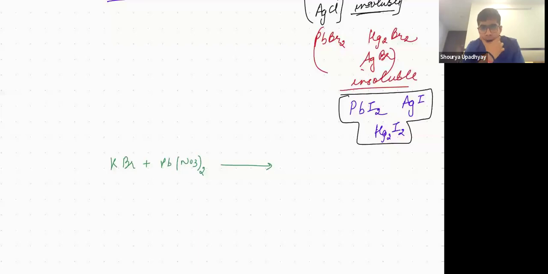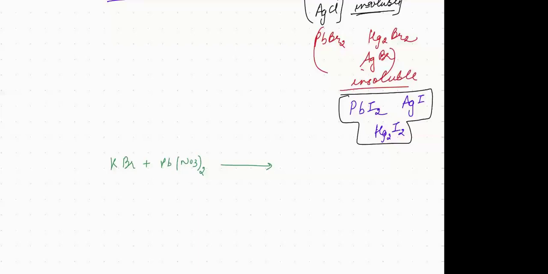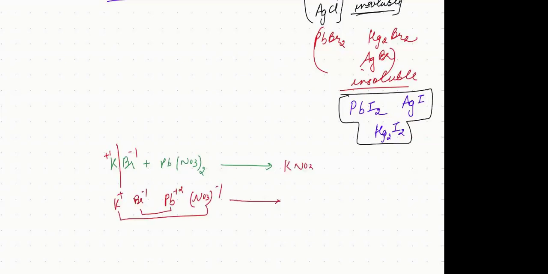And thereby, what do we say? This is K plus and Br negative, and this is Pb plus 2, and this is NO3 negative. So if the reaction takes place between these two, what exactly happens? This becomes KNO3, and this becomes PbBr2. Did you understand? So this becomes PbBr2.